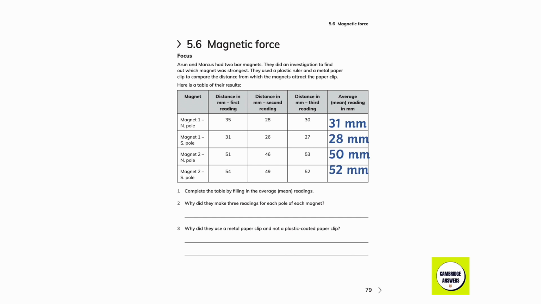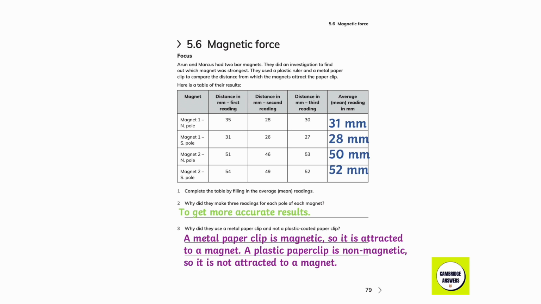Complete the table by filling in the average mean readings. Why did they make the 3 readings for each pole of each magnet? To get more accurate results. Why did they use a metal paper clip and not a plastic coated paper clip? A metal clip is magnetic, so it is attracted to the magnet. A plastic paper clip is non-magnetic, so it is not attracted to a magnet.